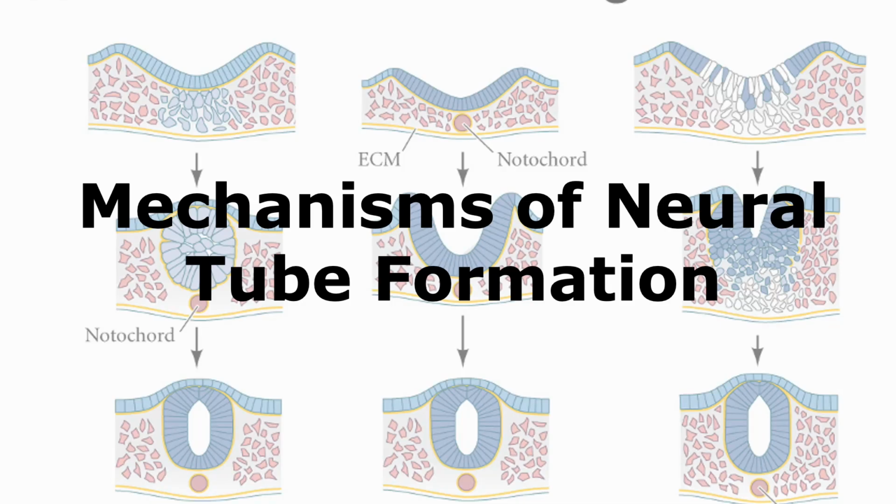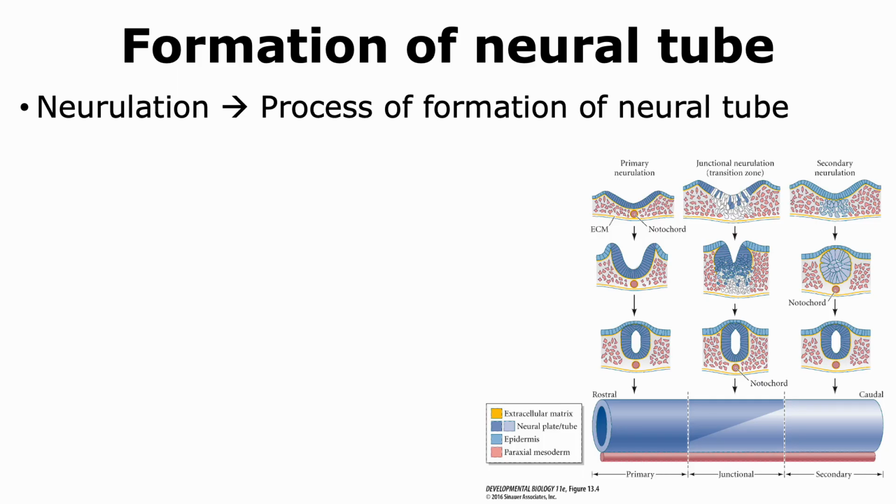We're going to learn about the mechanisms of neural tube formation. Neural tube formation is one of the main processes that occurs in neurulation. As shown in the figure, the neural tube is a hollow tube-like structure that is formed, and there are three different ways by which it can form.